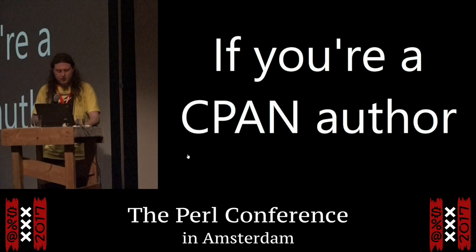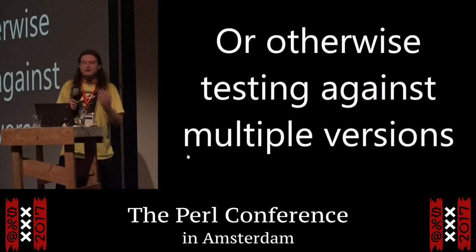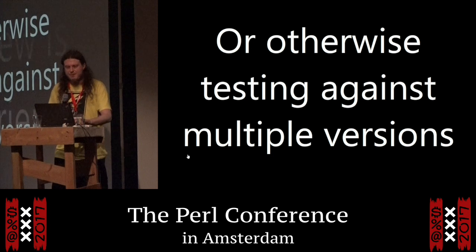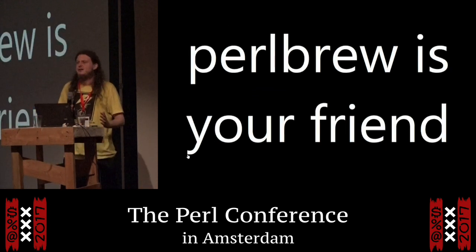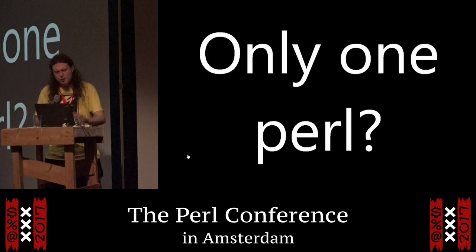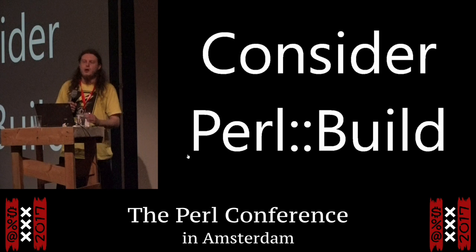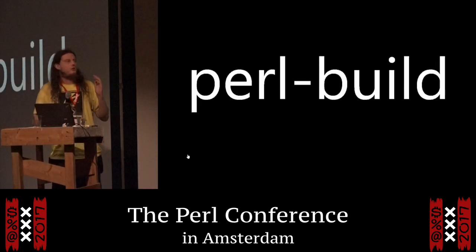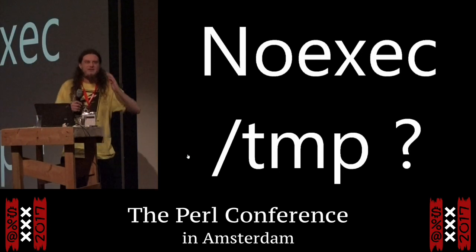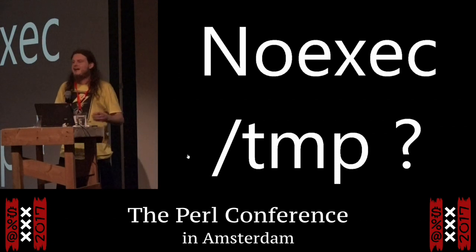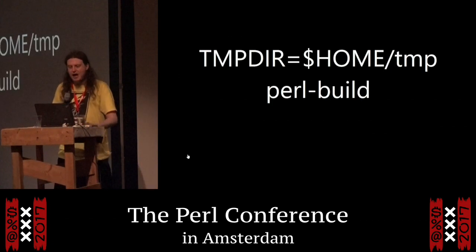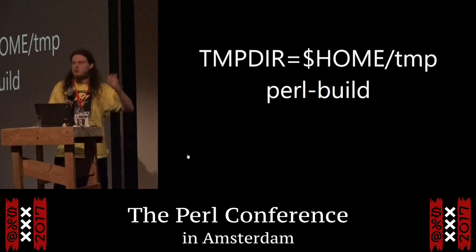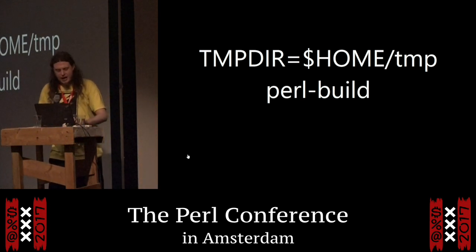Now, if you're a CPAN author, or otherwise needing to test lots of the same software against lots of different Perls, perlbrew is totally your friend. But if you only need one Perl, I regard it as kind of overkill. Perl::Build provides a script called perl-build, and that's what I usually use for building a single Perl at this point. Just remember, if you have a noexec /tmp, it will completely fail because it tries to do the build in a temp dir. So I usually end up doing TMPDIR equals ~/tmp, and then it works fine.